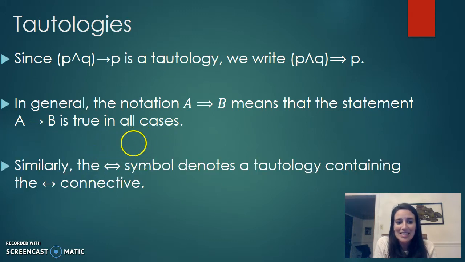Similarly, if you see the if and only if arrow with a double bar, that symbol denotes a tautology containing the if and only if connective. So a single arrow would mean that A implies B is true sometimes, but A implies B with a double bar means A implies B is true always. And similarly for the if and only if symbol.